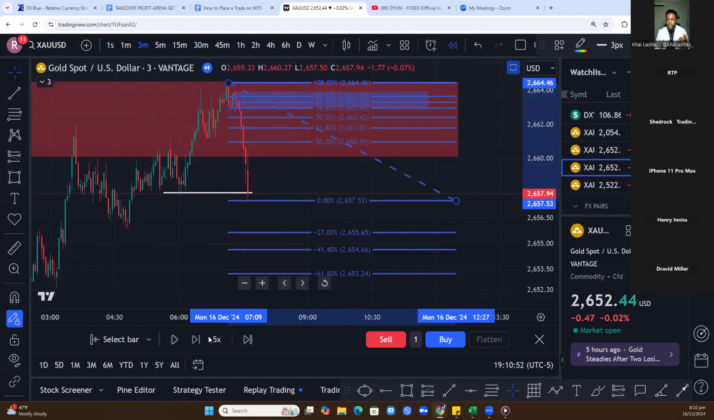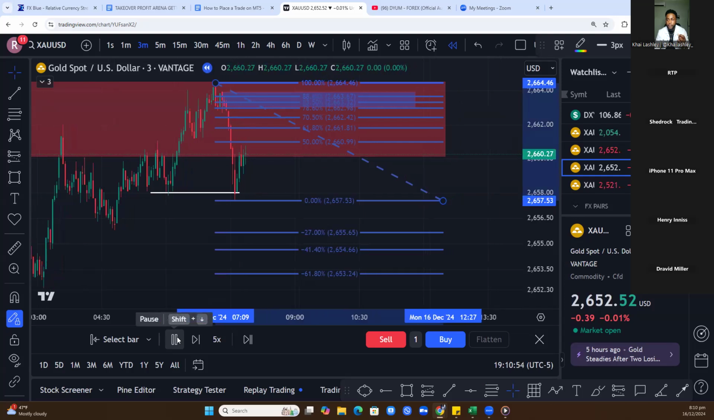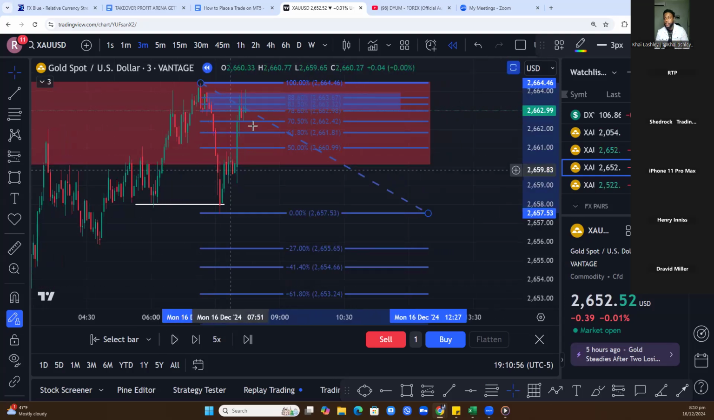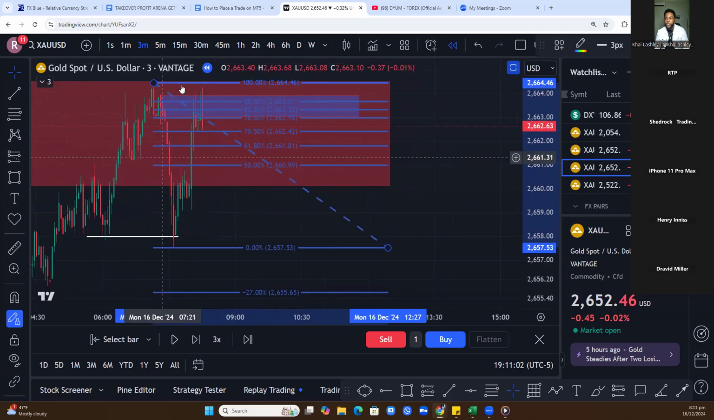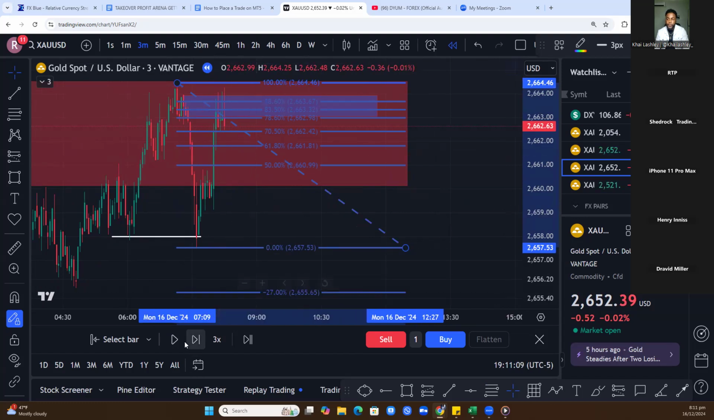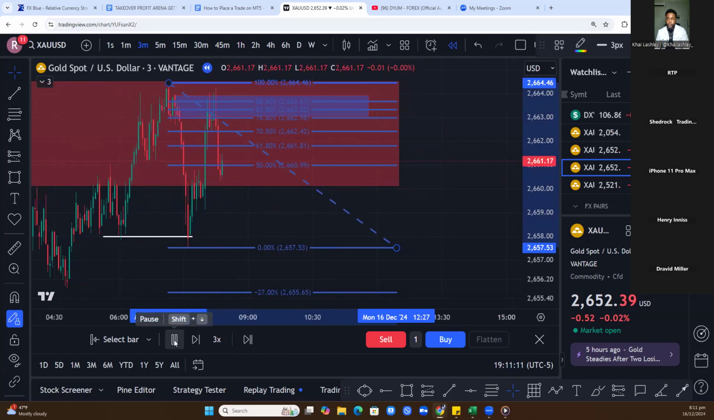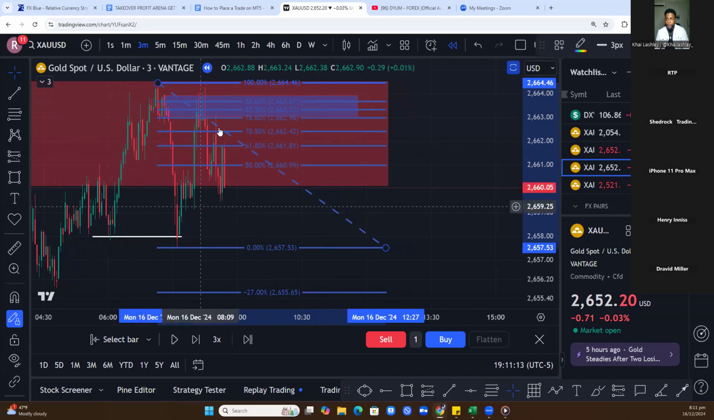Slow it down a little bit. All right. So we got rejection, rejection, rejection. Slow it down a bit more. So we got price rejecting these areas, all those long wick rejections we spoke about. And we get the market push. Now, even after this push right here, we get the market retest the area once again.